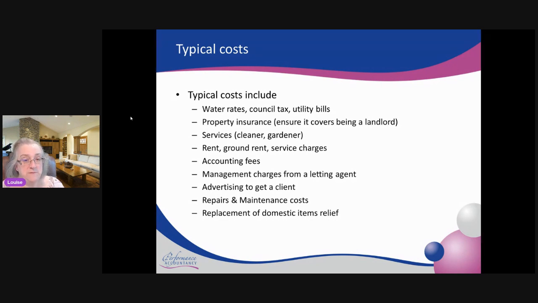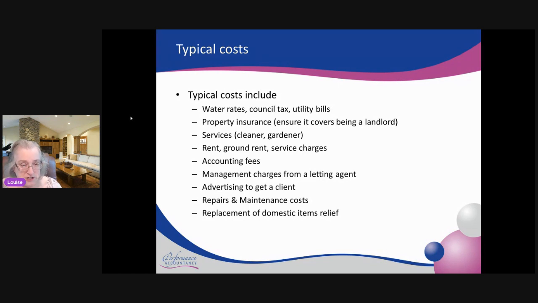Any rent you may pay on the property, so some people that rent property might have a split between mortgage and rental. It depends on how the property was bought. So there'll be rent, possibly ground rent and service charges if you're in a flat or a complex. Accounting fees, of course, have to be able to be deducted. And if you go through a letting agent, the management charges from a letting agent plus their VAT and anything else they might charge you should be an allowable cost.